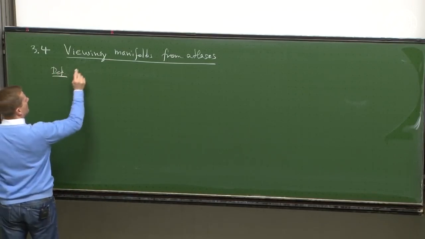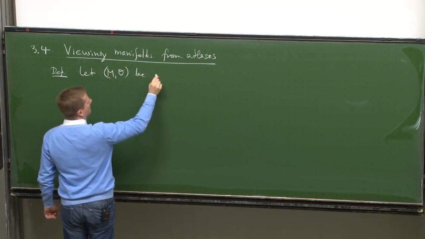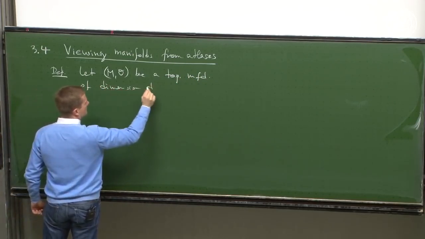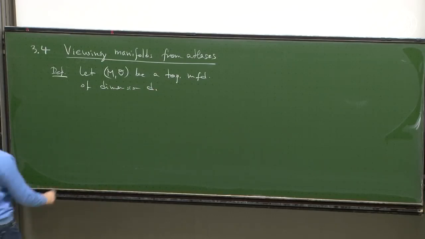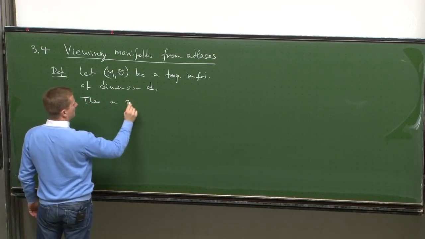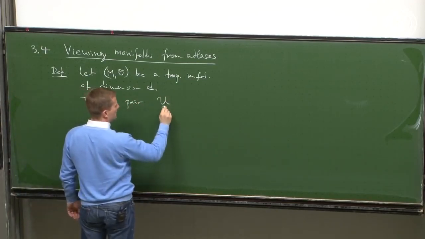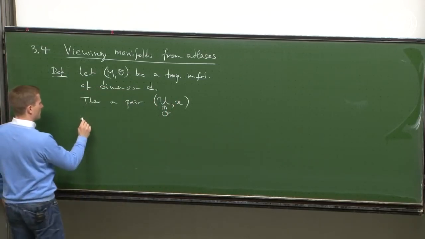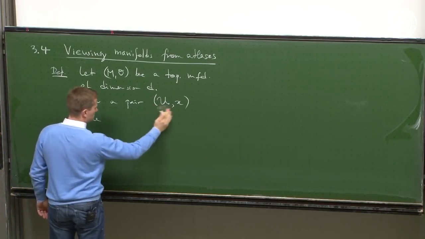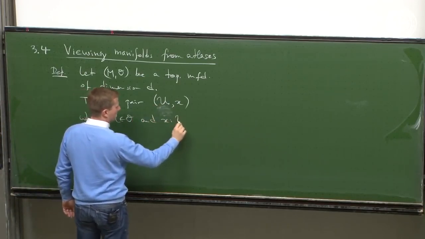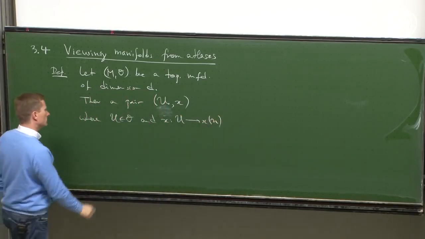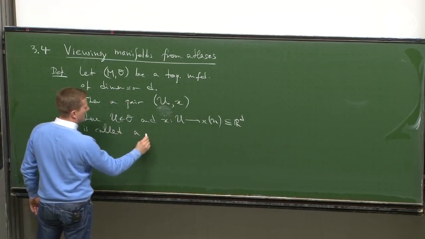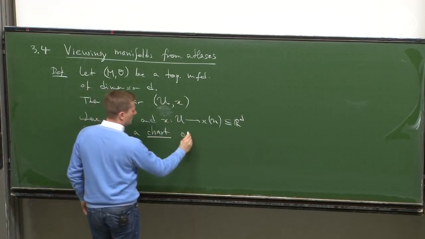So, definition. Let (M, O) be a topological manifold of dimension D. Then a pair (U, x), where U is in O, an element of the open sets of the manifold, and x from U to x(U), which is a subset of R^D, is called a chart of the manifold.